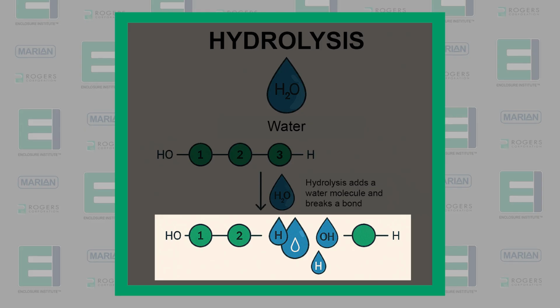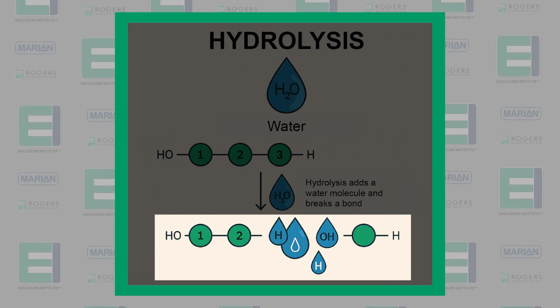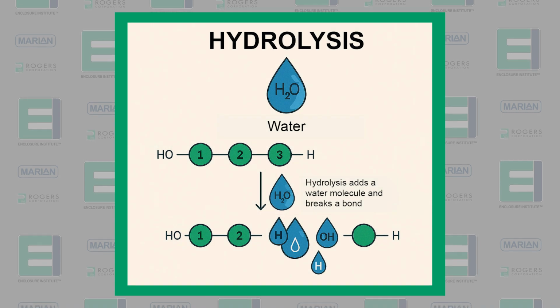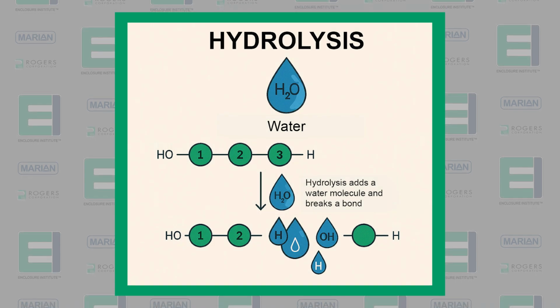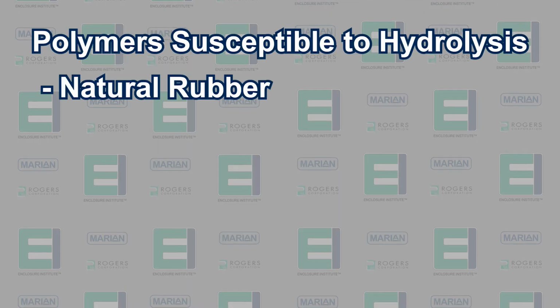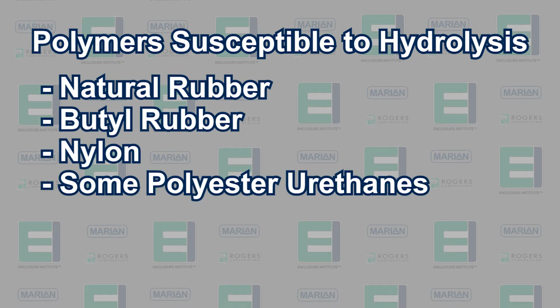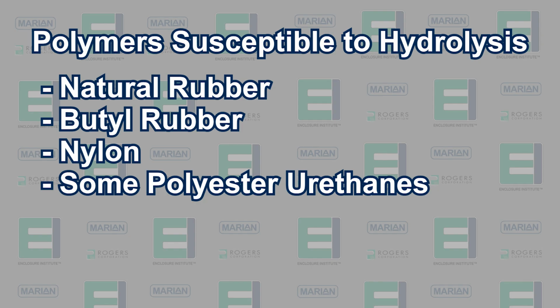In such conditions, the polymer will soften, become tacky, and over time, lose much or all of its mechanical strength. And as you may have guessed, experience stress relaxation and compression set. Typically, natural rubber, butyl rubber, nylon, and some polyester urethanes are most susceptible to the ill effects of hydrolysis.